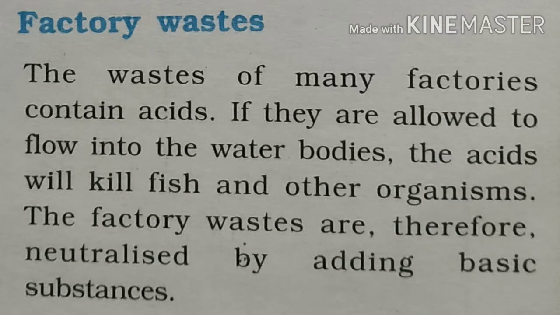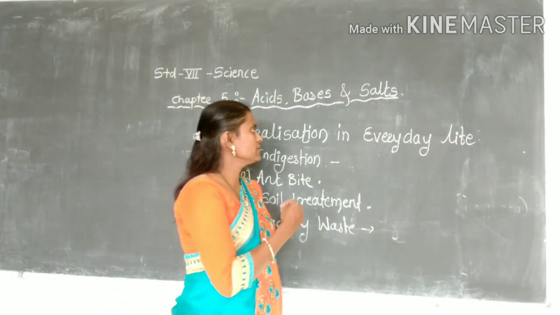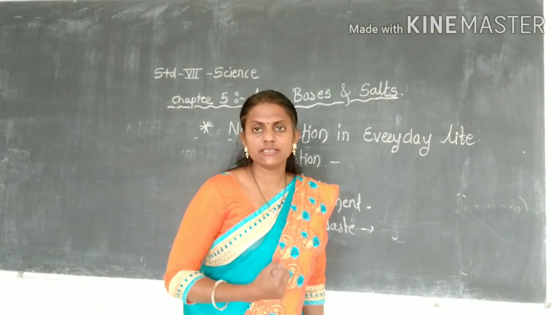See, the waste of many factories contains mostly acids. If they are allowed to flow into a water body, the acids kill the fish and other organisms. The factory wastes are therefore neutralized by adding basic substances. So in this way we have seen how this neutralization reaction helps in our everyday life.